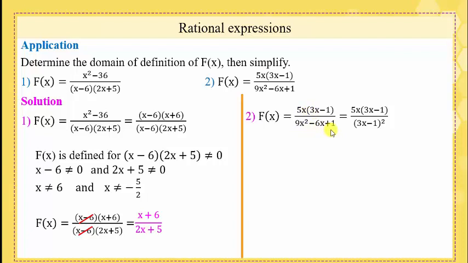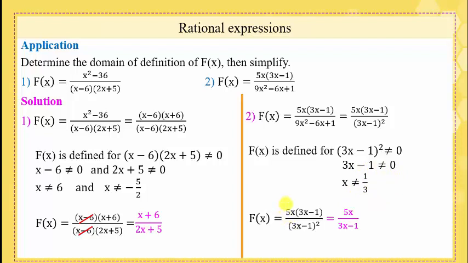But in the denominator we can write it as (3x) perfect square minus 2 into 3x into 1 plus 1 square, which gives (3x minus 1) perfect square, in the form a minus b perfect square. Step 2, we give the domain of definition. F of x is defined for (3x minus 1) perfect square different from 0. So 3x minus 1 different from 0, which gives x different from 1 over 3.